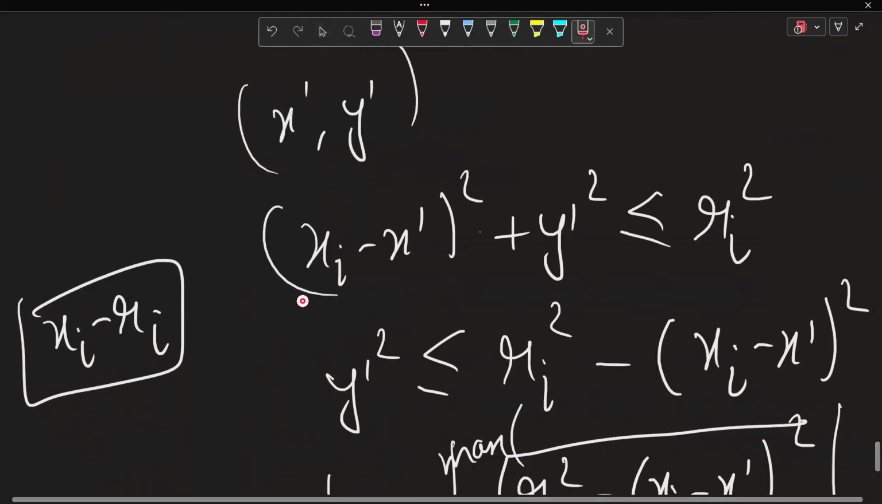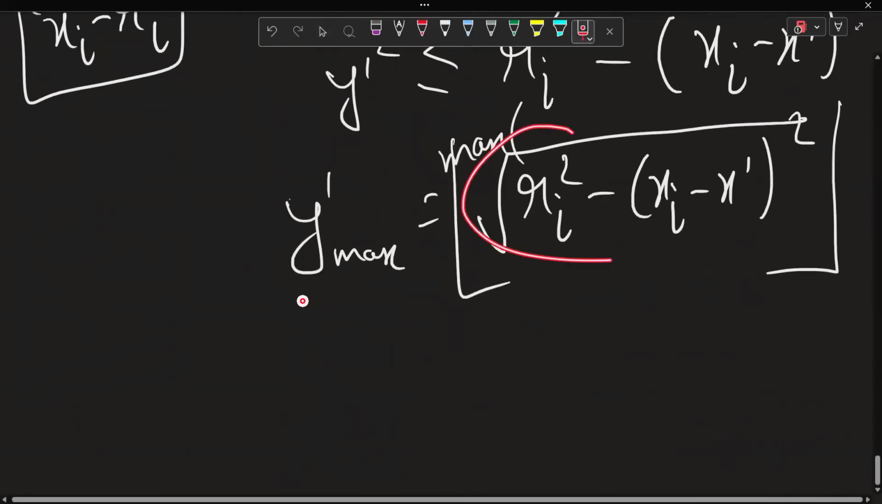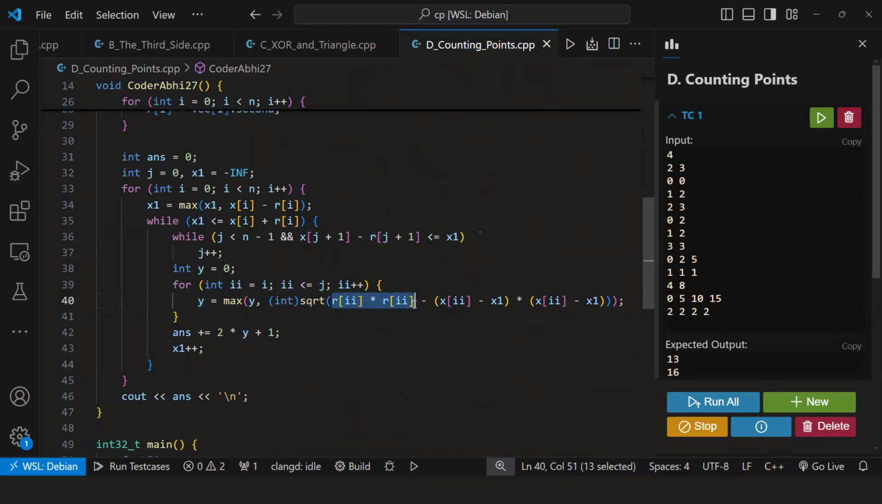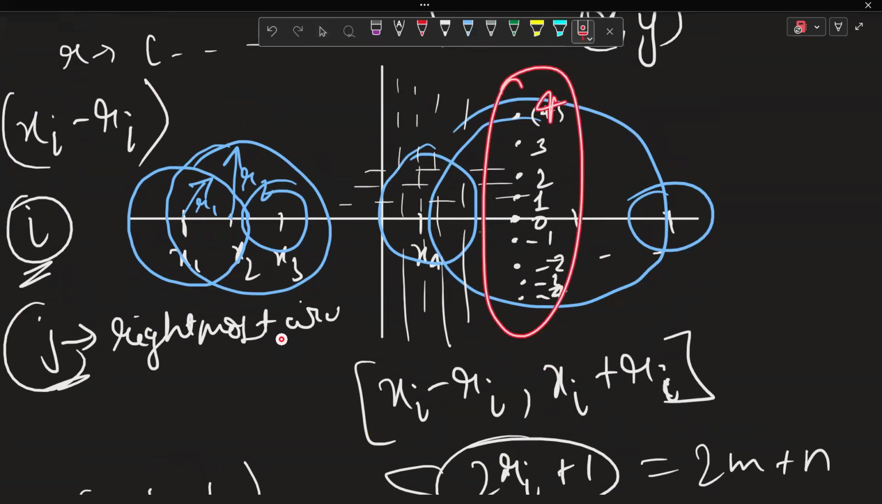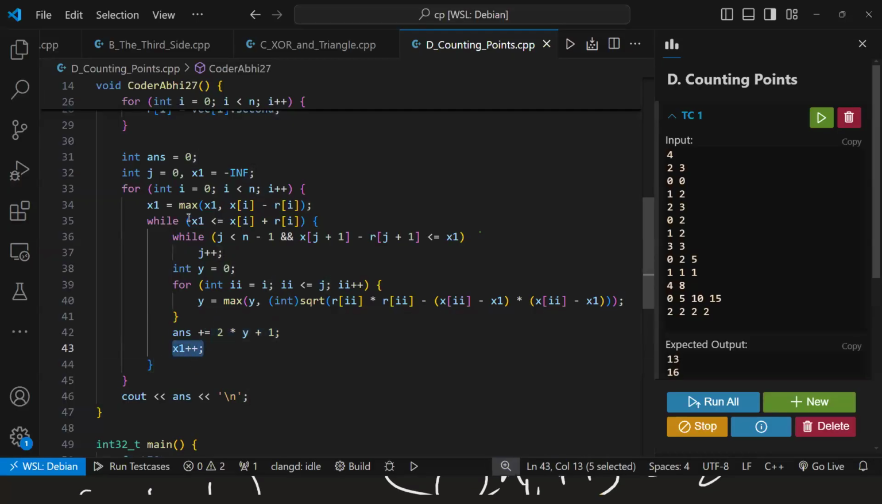What I need to maximize is this thing: square root of ri square minus (xi minus x dash) square. I'll maximize this over all the values, and whatever maximum y I get, I add 2y plus 1 to my answer, because for a maximum y I have these many points. If maximum y is 4, I can add 9 points to my answer. Then I do x1++ and move to the next. Finally I print my answer. I hope this is clear to you.